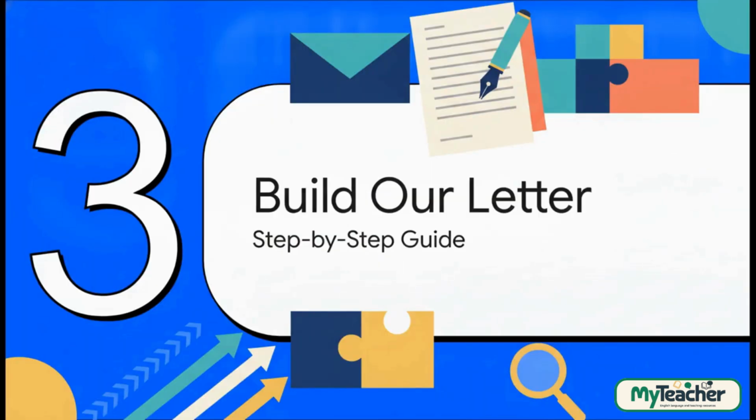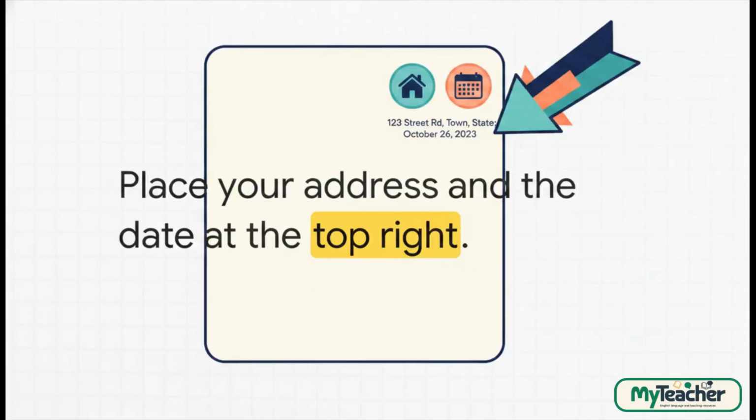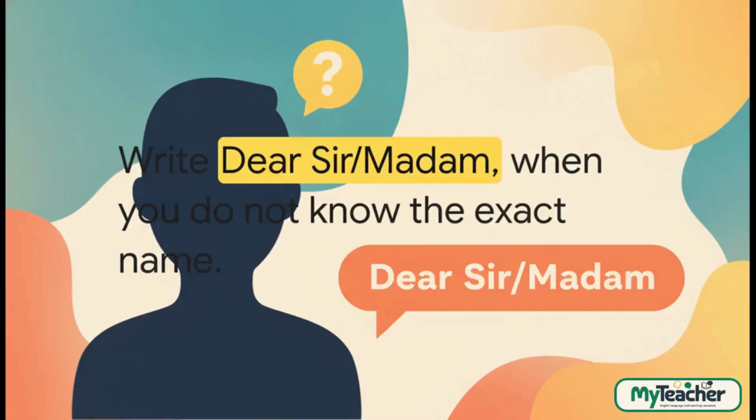All right, let's build our letter today. Step 1 is super easy. We just need the address and the date. Now, these always go at the very top right of your page. So you write your address, and then you put the date right below it. Simple enough, right? Next up is step 2, our greeting.